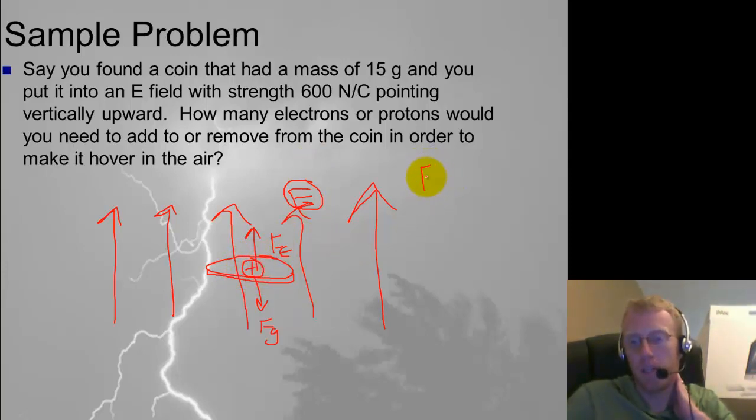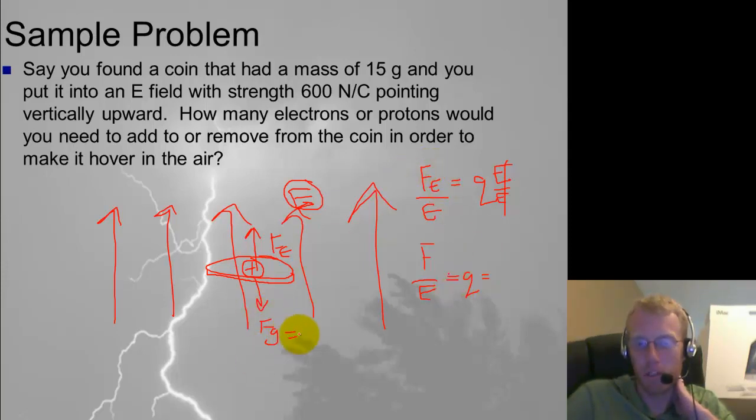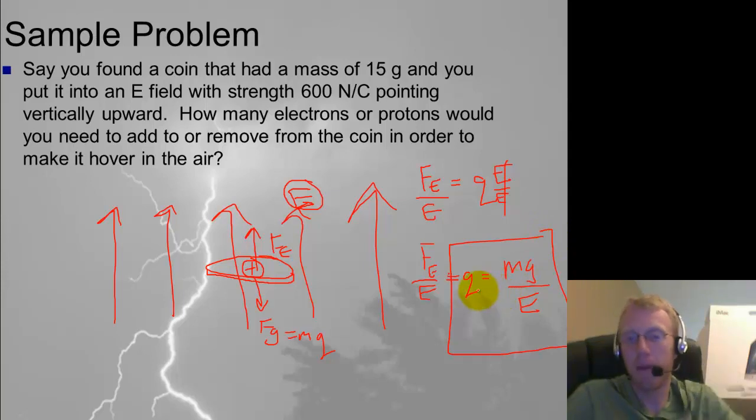Okay, and we know the formula is F electric equals QE. So we can figure out how much charge we need if we divide both sides by E. This is a subscript, so those don't cancel. So we got the force divided by the electric field equals the charge. The force has to balance this force, which is mg. So the charge equals mg divided by E. And there's our formula for the amount of charge. Now that's going to give us an answer in coulombs.